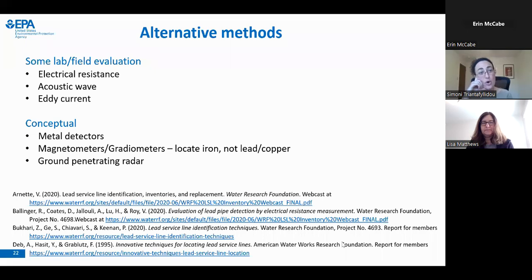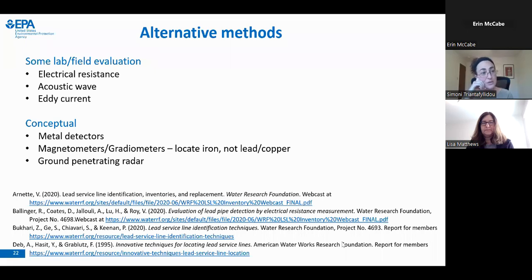There are some alternative methods as well. Oftentimes these are called no-dig tools. Some of them have had, to a certain extent, lab or field evaluation for the purpose of lead service line identification specifically, but some are at this point conceptual or theoretical, and they have been used in other industries for other purposes, let's say for leak detection. The ones that have had some lab and field evaluation are electrical resistance, acoustic wave and eddy current, and some other theoretically, conceptually possible approaches to identify lead service lines are metal detectors and ground penetrating radar.